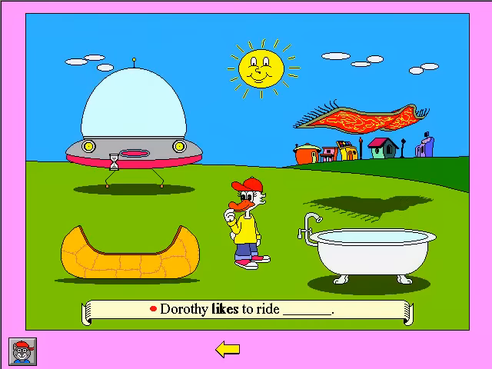Great! You found D. Find the letter M. M. Monkeys make music. Great! You found M. Find the letter W. K. Kangaroos kick.